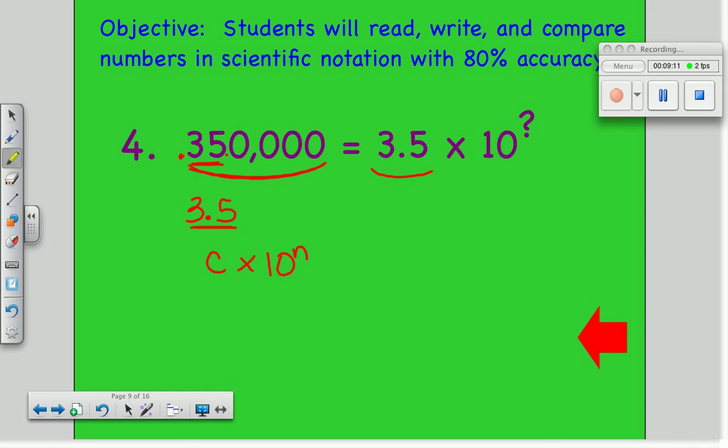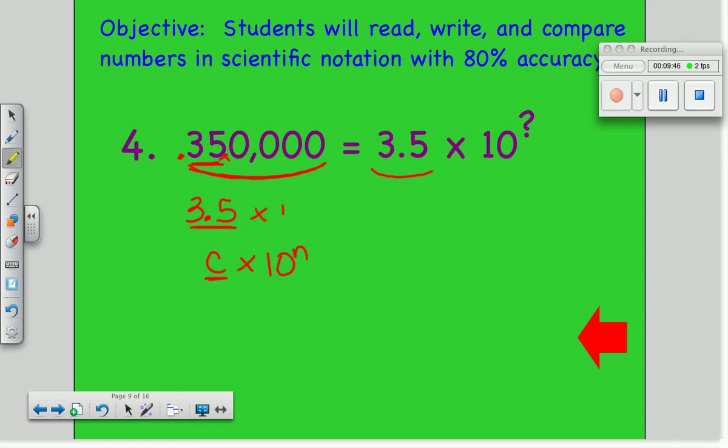What if I put it here? Well, I can't put it there, because if I put it here, then now I have the number 3,500,000. That's not going to work. That's less than 1 whole. It has to be more than 1. So 3 5/10 is more than 1, but less than 10. So this is the only place I can put the decimal to make it fit the qualifications for letter C.